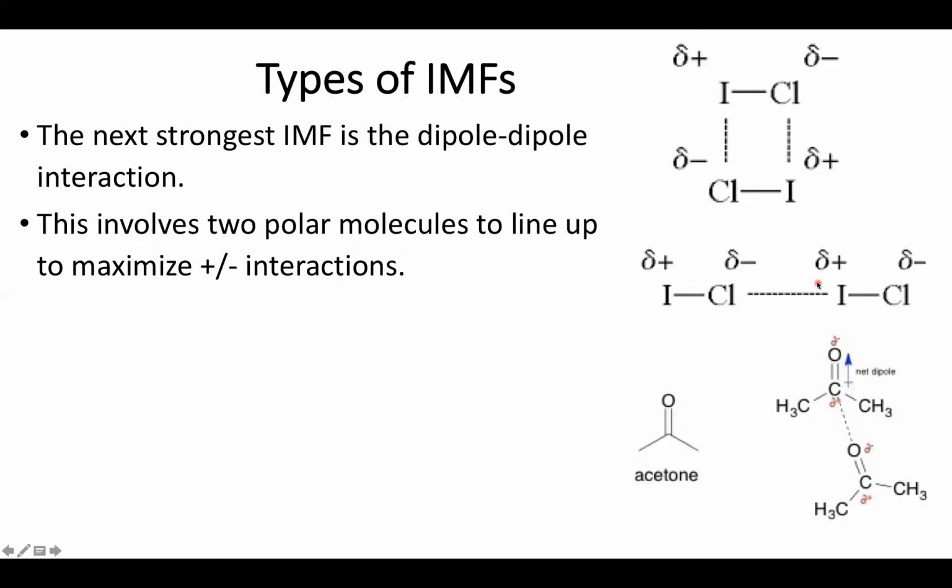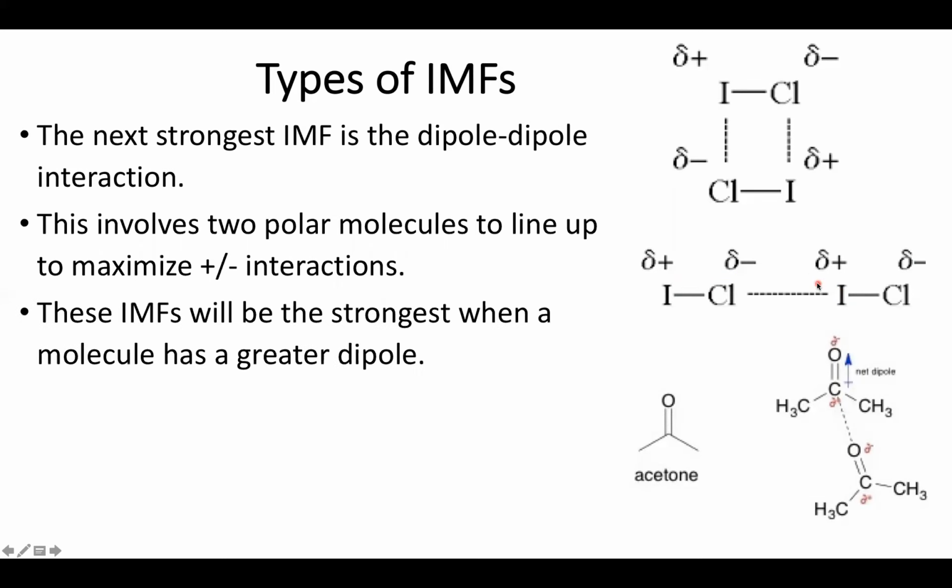And in general, these IMFs are going to be stronger with the greater the dipole, because the more polar the molecule is, the greater the partial positive and negative charges present. So that means that every ion will see a greater charge and you'll have that greater interaction. You may start to see a very reoccurring motif.